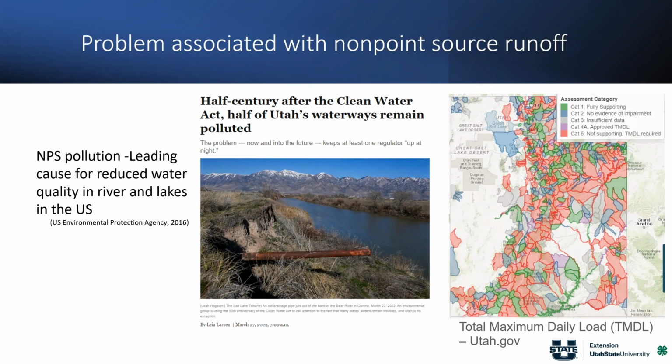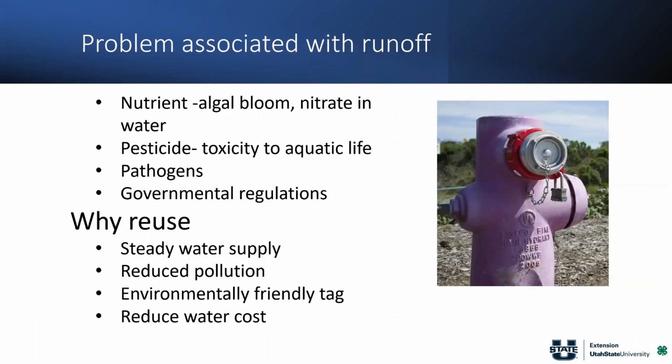So what is the problem with the non-point source? What is the problem associated with it? There are a lot of problems with nutrient runoff. We get algal bloom, we get nitrate in the water, which is not drinkable if we have nitrate above a certain concentration. We might also have pesticides in the runoff water, which are toxic to aquatic life. We might have pathogens. There are governmental rules. Even in Utah, there is a limit for the amount of nitrate or phosphate you can have in your water before you let it go to your wetland. So there are a lot of problems associated with the runoff water.